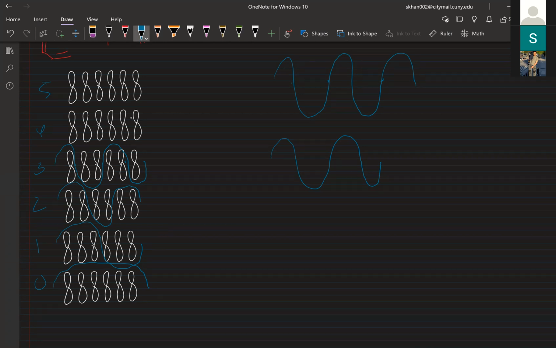Probably be 2 in the middle. Let's see. 1, 1. There we go. Thank you. There we go. So you just have to conserve the symmetry, right? Oh, I don't know why my thing's messing up.